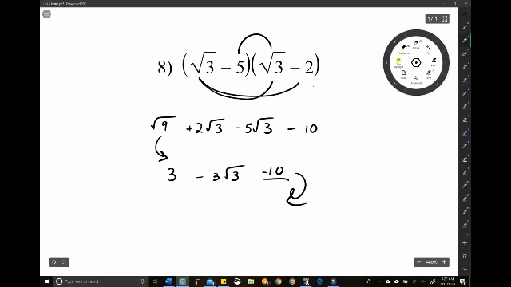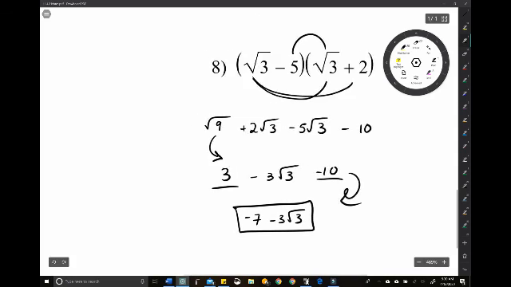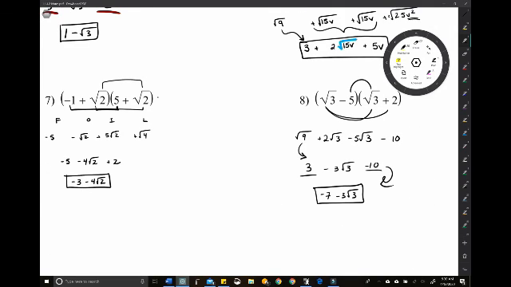And lastly, let's combine our outers. 3 minus 10, negative 7, minus 3 roots of 3. And that's it. Multiplying binomials, the good old FOIL process. Please do your best on the practice. Check your answers as well.